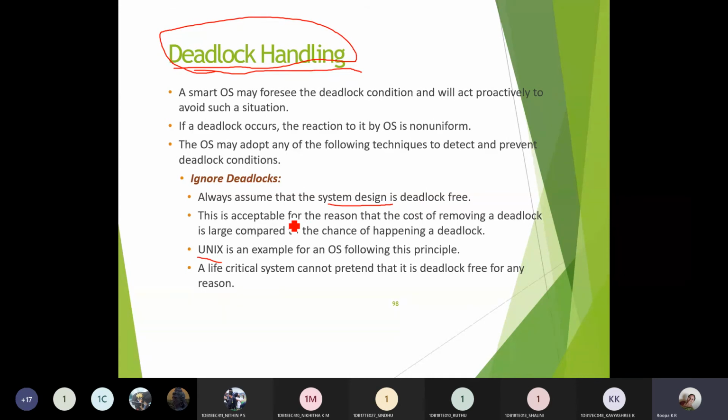And if any deadlock occurs in the case of these particular systems, the cost of removing a deadlock is large compared to the chances of a deadlock happening. So if the cost of removing a deadlock is higher, then they are not going to overcome the deadlock situation. In such cases, the system just ignores the deadlock. So this is one way to handle it.